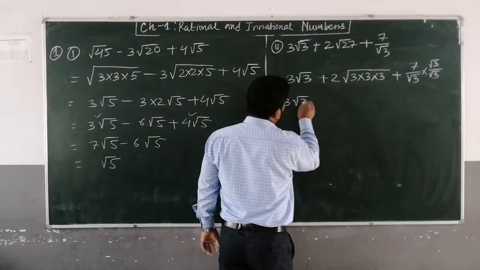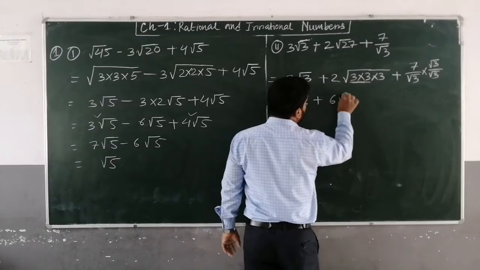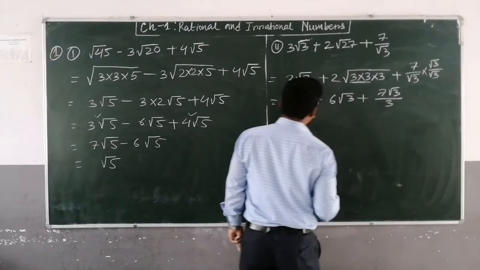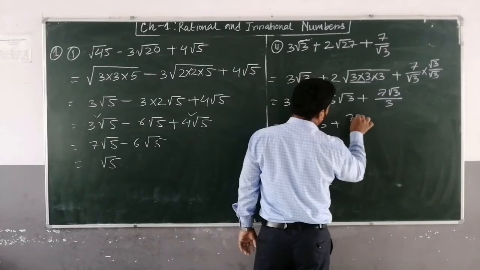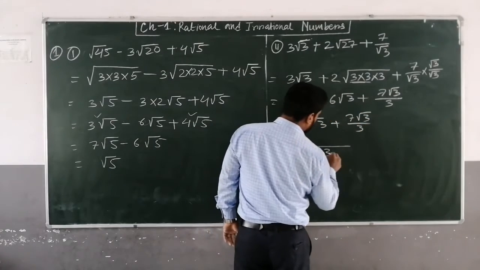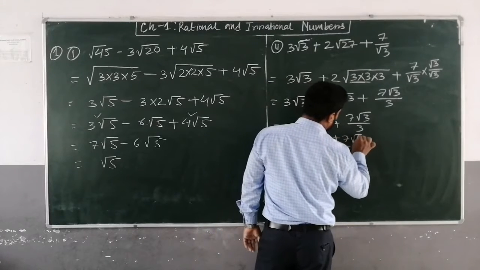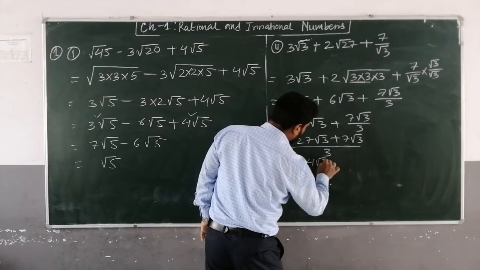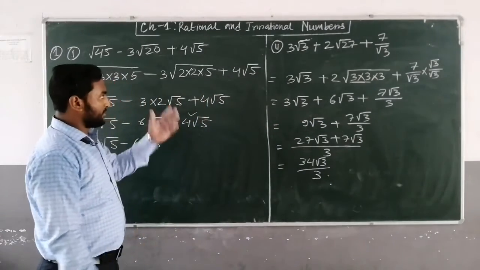So 3 under root 3 plus 2, for 3 3, one 3 will come outside, 3 times 2 is 6 root 3, plus 7 root 3 upon 3. Okay, now this will be 9 root 3 plus 7 root 3 upon 3. This equals, 3 is the LCM, so 27 root 3 plus 7 root 3, that equals 34 root 3 upon 3. Okay, so this is the second part.